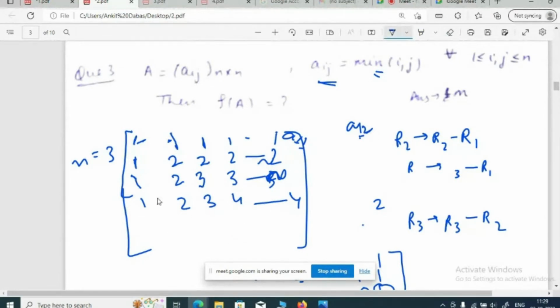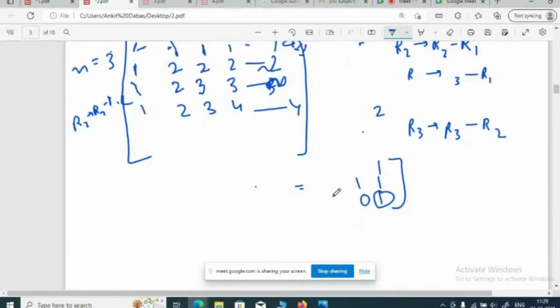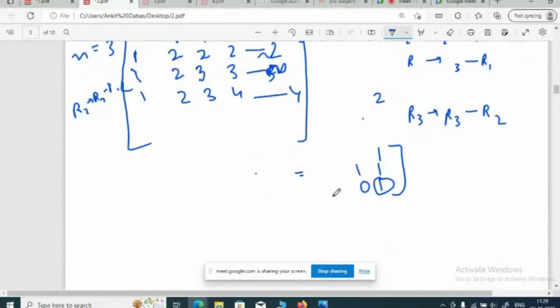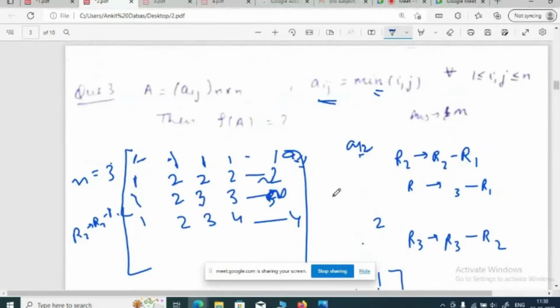For the general case, again R2 will change to R2 minus R1. Each row, we will subtract R1 from each row. Then we will continue the case that we did here. That will move in a similar pattern, and we will get an upper triangular matrix, like we got in the case of the 3 cross 3 matrix. And we can conclude that the rank of this matrix A is actually equal to n.